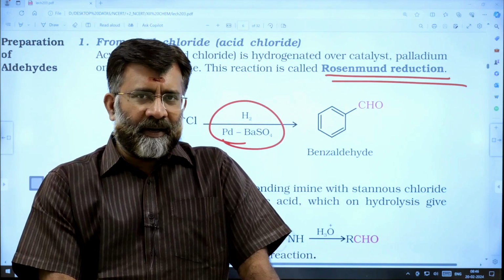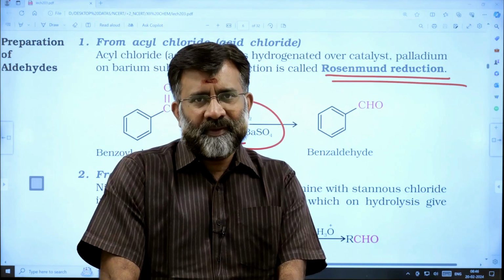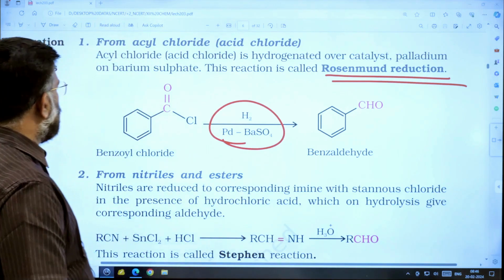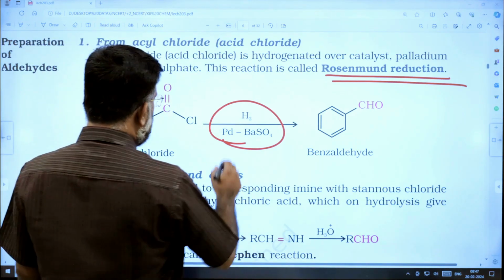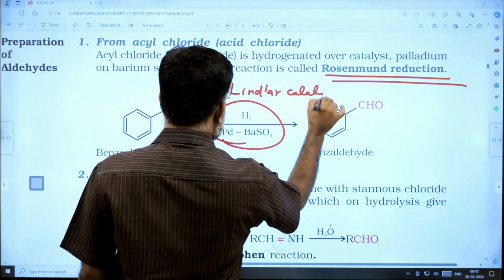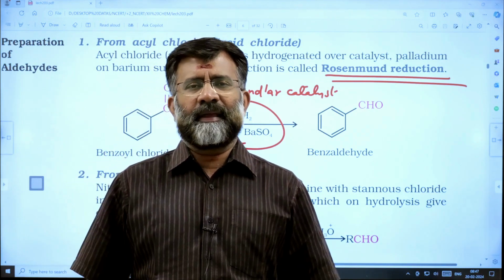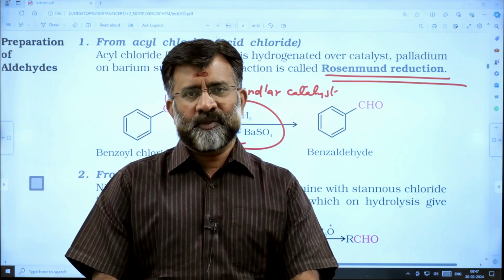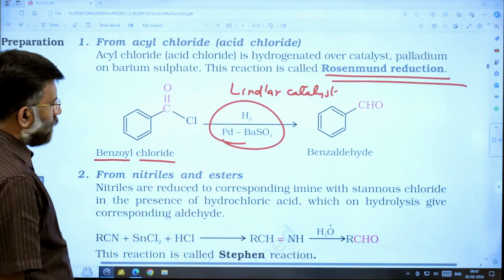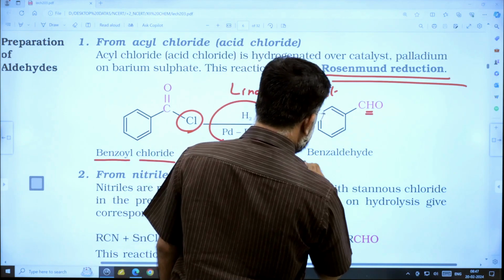Active centers of palladium controlled by packing with the barium sulfate, with the charcoal, poisoned with the sulfur or quinoline. All of you know it is called a Lindlar's catalyst. And what is the purpose of Lindlar's catalyst? It just suppresses the catalytic activity of palladium so that an acid chloride we are taking, for example, benzoyl chloride, the chlorine replaced by hydrogen, you get benzaldehyde.